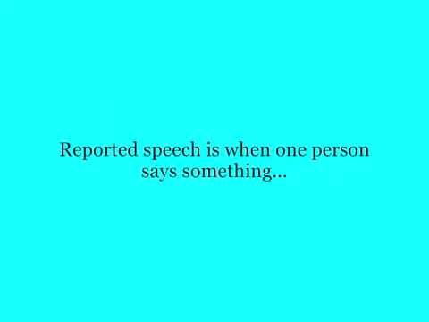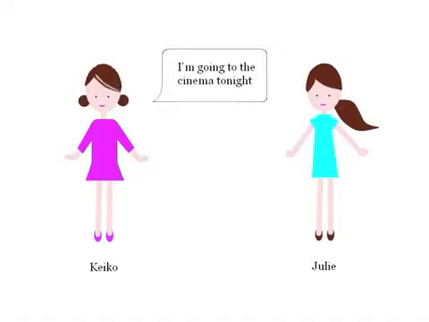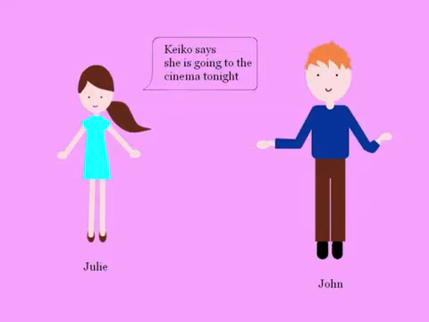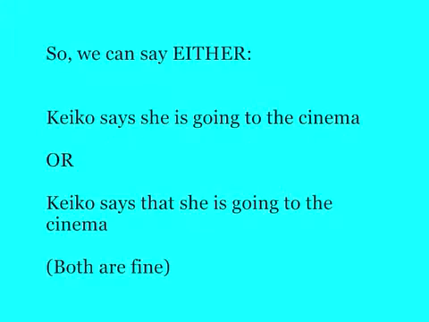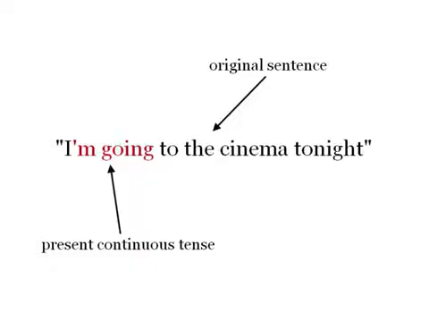Reported speech is when one person says something. For example, Keiko says, "I'm going to the cinema tonight." And we want to tell it to another person. Julie tells John, "Keiko says she is going to the cinema tonight." Remember, in English, we can choose to use that or not. So, we can say either Keiko says she is going to the cinema or Keiko says that she is going to the cinema. Both are fine.